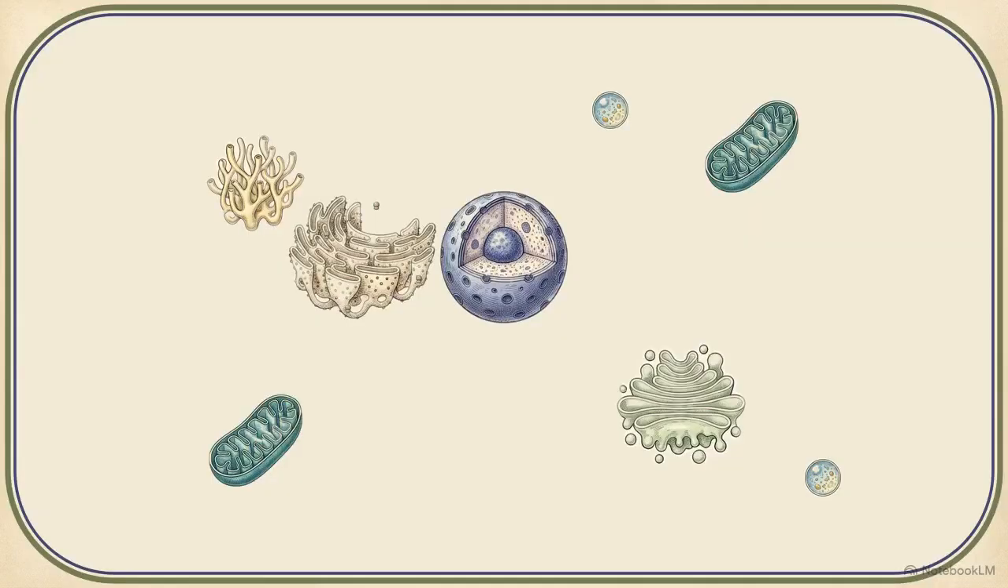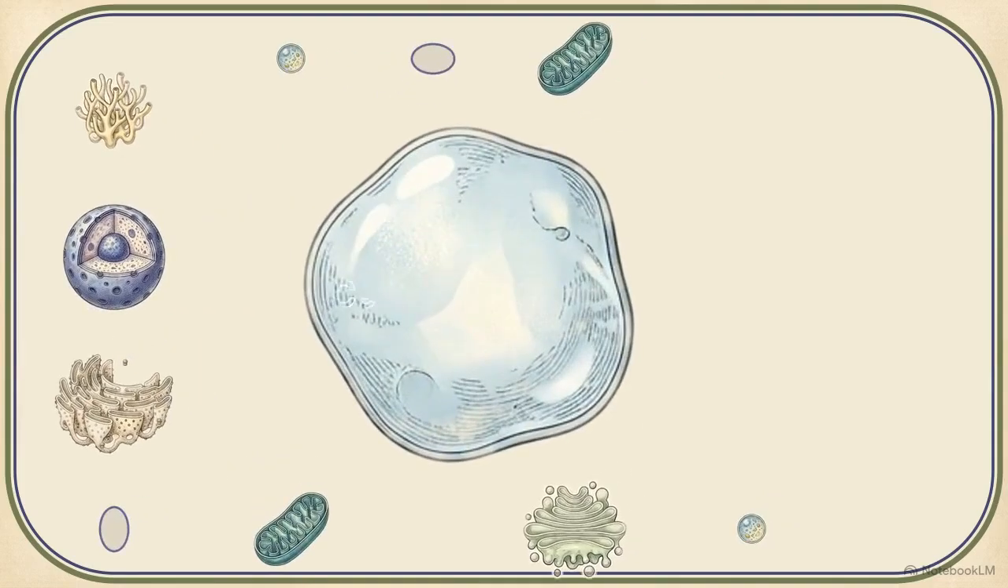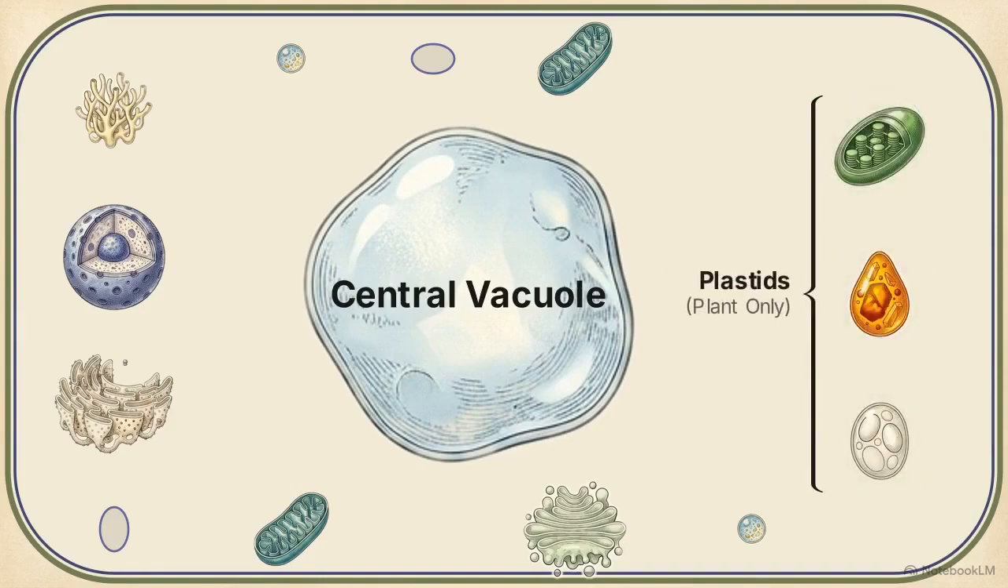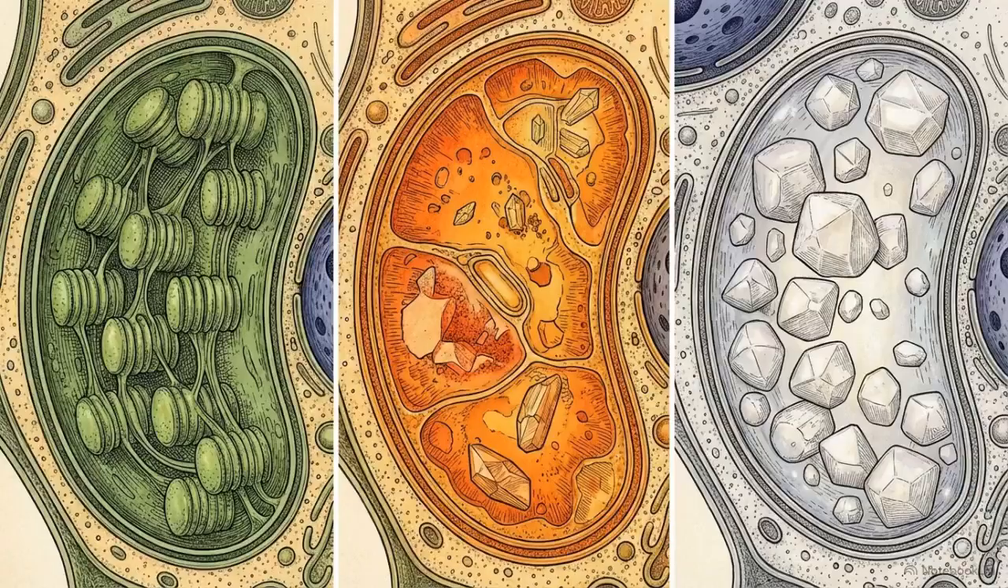For general storage of water, sap, and waste, cells use vacuoles. In plant cells, the central vacuole is massive, often taking up a majority of the internal volume. Finally, plant cells contain an exclusive category of organelles called plastids. There are 3 specific types: green chloroplasts to capture solar energy for photosynthesis, colored chromoplasts for pigmentation, and leucoplasts strictly for storing starches and oils.